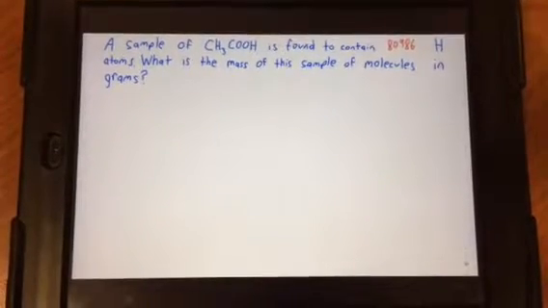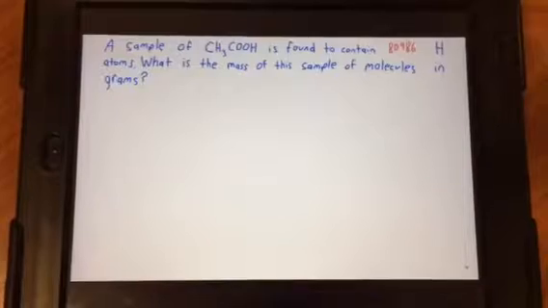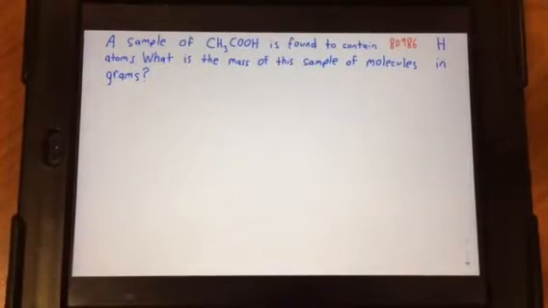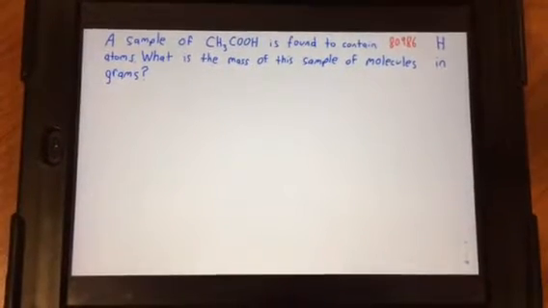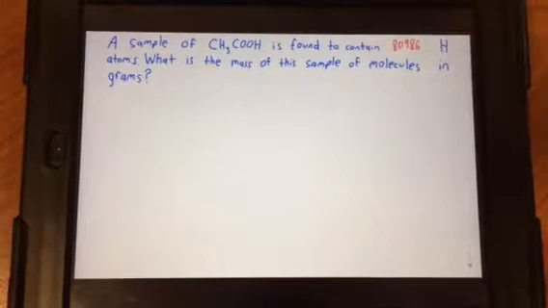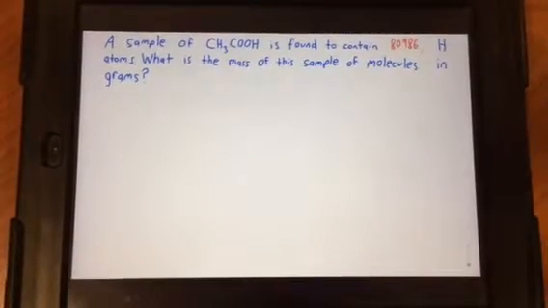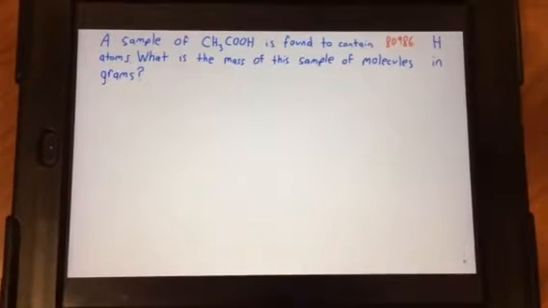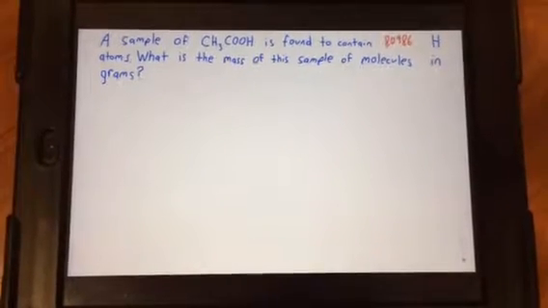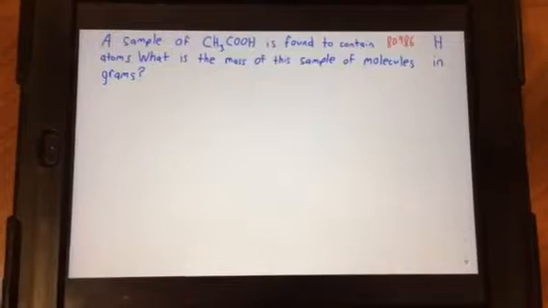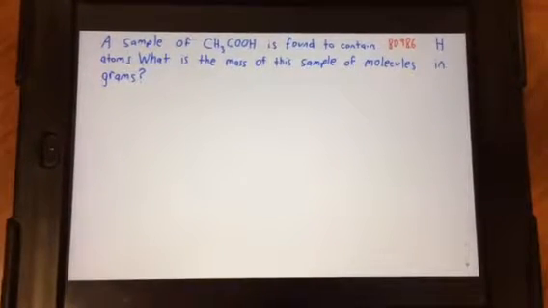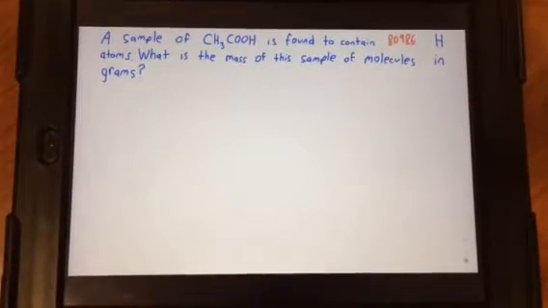So in this problem, the info that we are given is that the sample is acetic acid, whose formula is CH3COOH, and the total number of H atoms in all the molecules of acetic acid is 80,986. The problem asks for the mass of all the acetic acid molecules in grams.